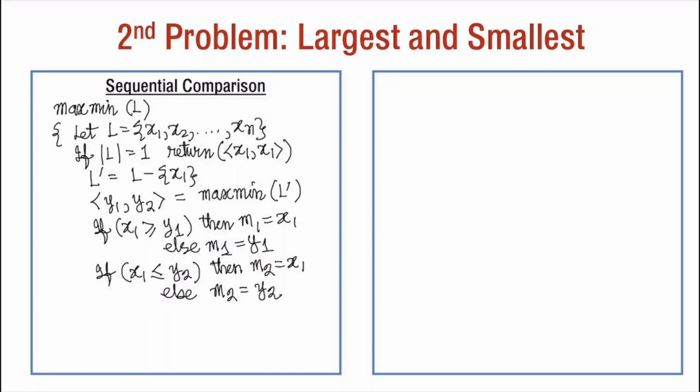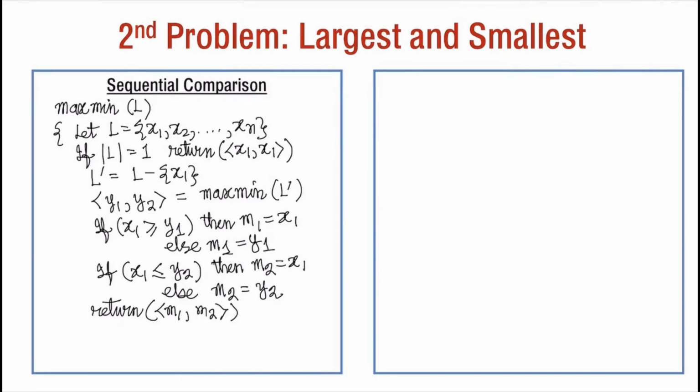Which means that from these two which are returned, if x1 is greater than y1, then x1 is the largest, otherwise y1 is the largest. On the other hand, if x1 is less than or equal to y2, then x1 is the smallest, or else y2 is the smallest. So if that is the case, then we now return m1, m2.